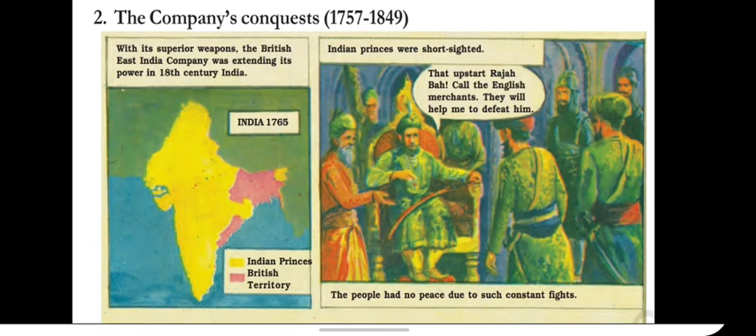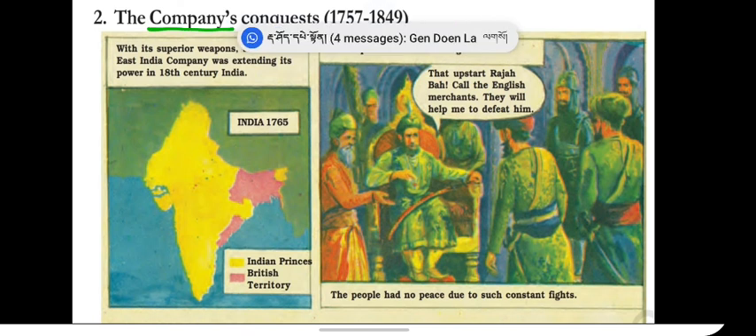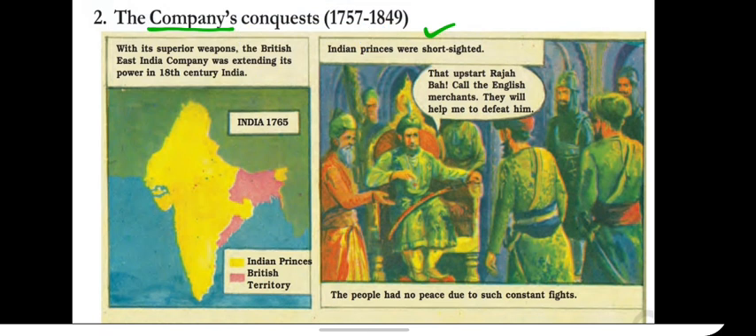Now, the second part is on how it all started. It all started with a company's conquest. Conquest means when you start a war or fight a combat and you come out victorious. When you win a battle, it's known as conquest. And it all started with a small company which came to India and then started expanding its power. So it started in 1757.